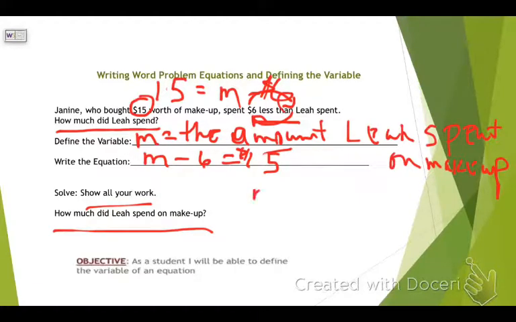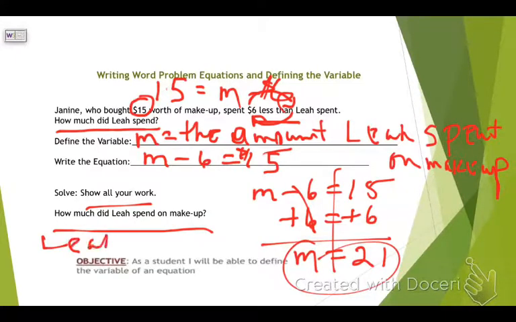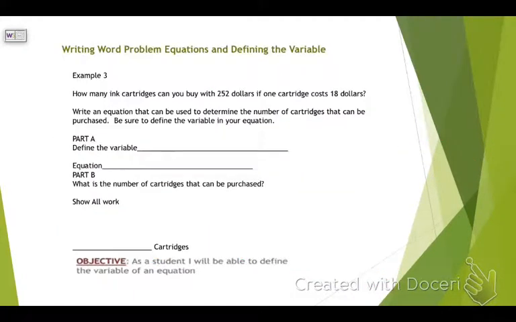So let's solve it. M minus 6 equals 15. Draw the line down the middle. We're subtracting, so to undo that, we're going to add 6 to both sides. This creates a 0. M equals 15 plus 6 is $21. So we know that Leah spent $21 on makeup. All right. Okay, here we go. Example number 2, that's down. Number 3, here we are. Hey, number 3, here we come.